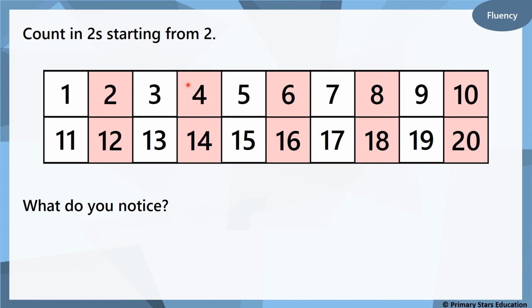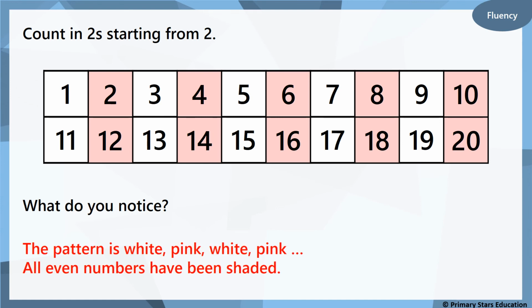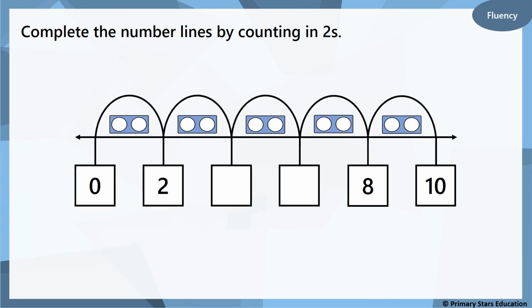But the number 3 is an odd number. If we tried to share 3 sweeties between 2 of us, then one person would have 1 and one person would have 2, and that's not fair. So it's an odd number. So all of the numbers in the twos are even numbers. So the pattern is white, pink, and they're all even numbers that have been shaded.